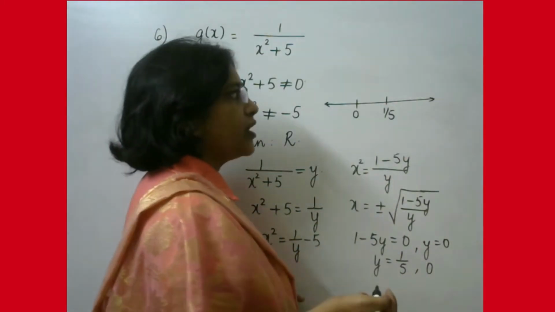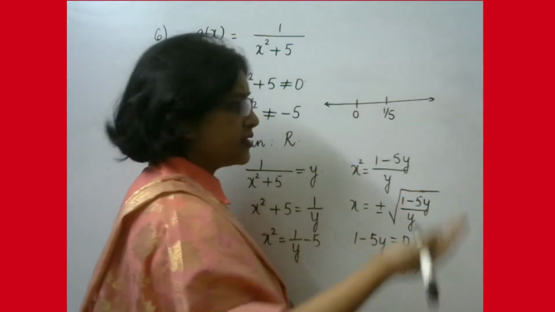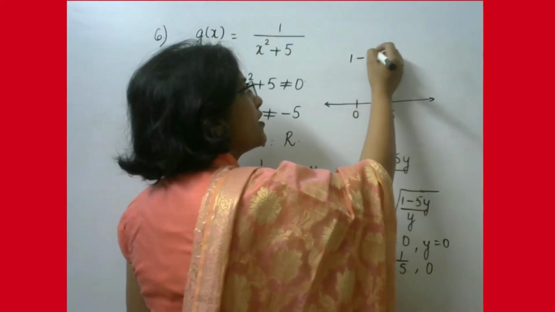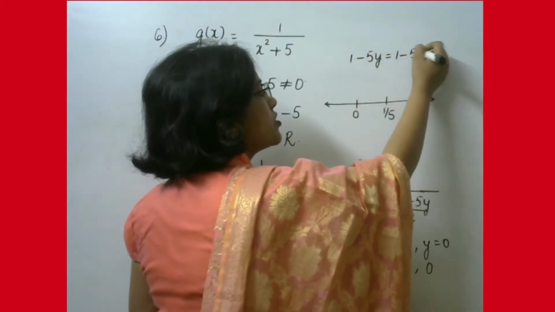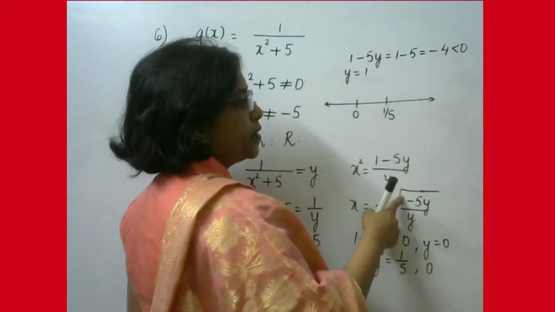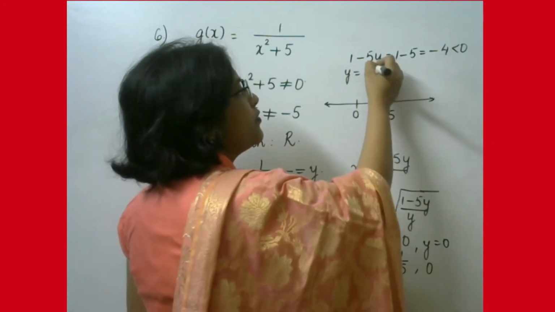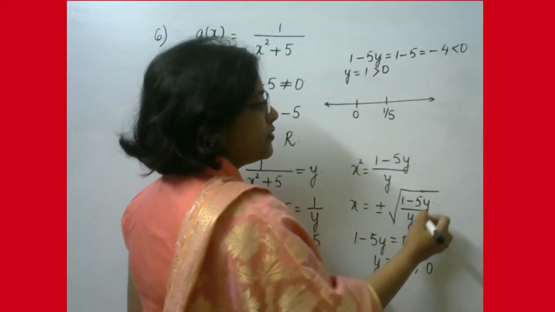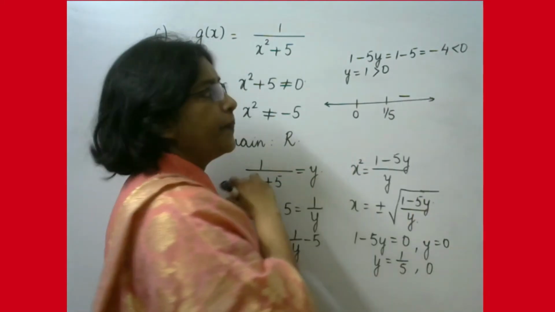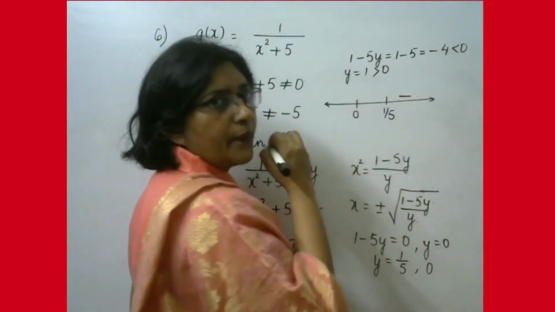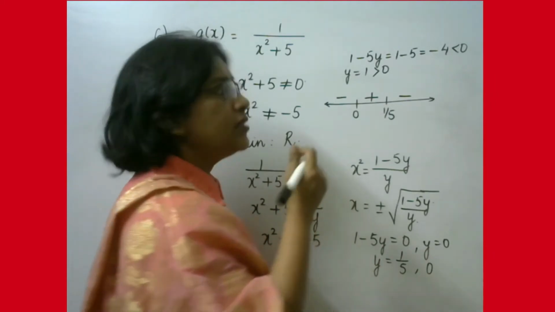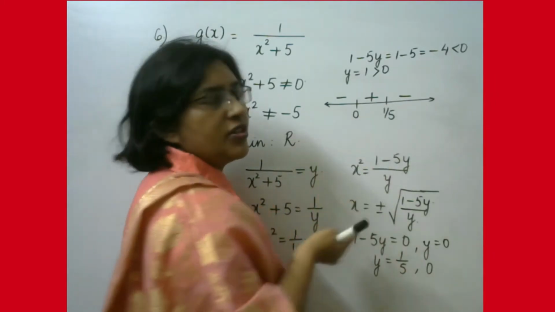So taking any value bigger than 1 by 5, let's take 1. So put 1 in here, 1 minus 5y, which is minus 4, which is negative, and y equal to 1. So we are putting 1 in both of these, and we find the numerator is negative and the denominator is positive, so this is going to be minus. Then positive and negative. It's going to follow in this manner. You may take any value in between and check.